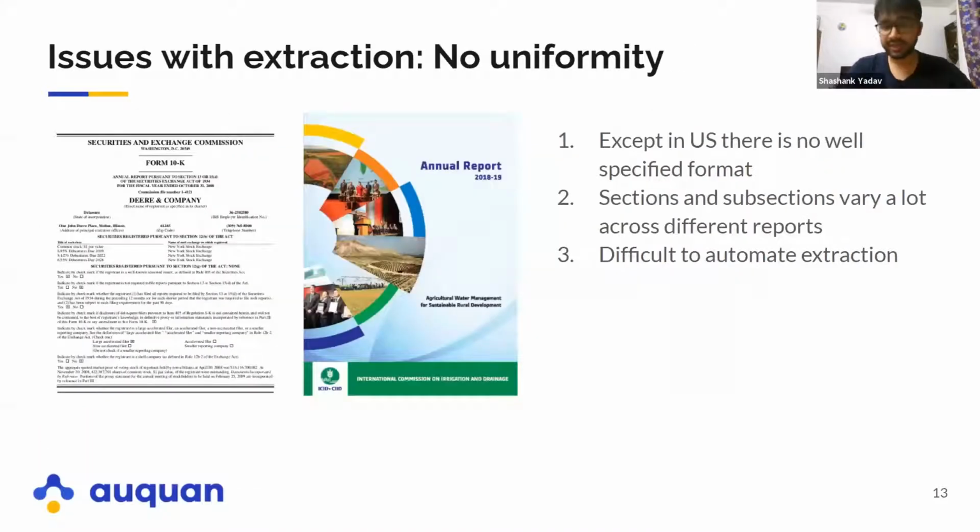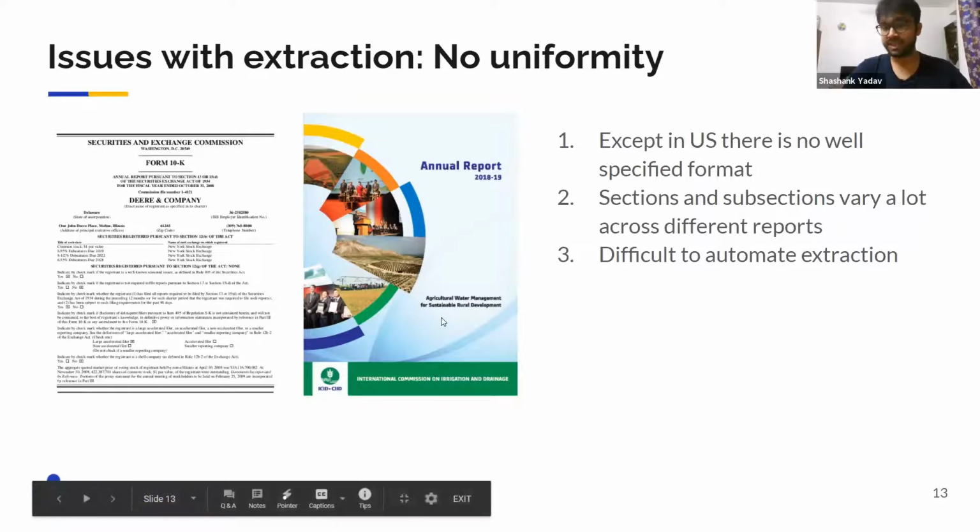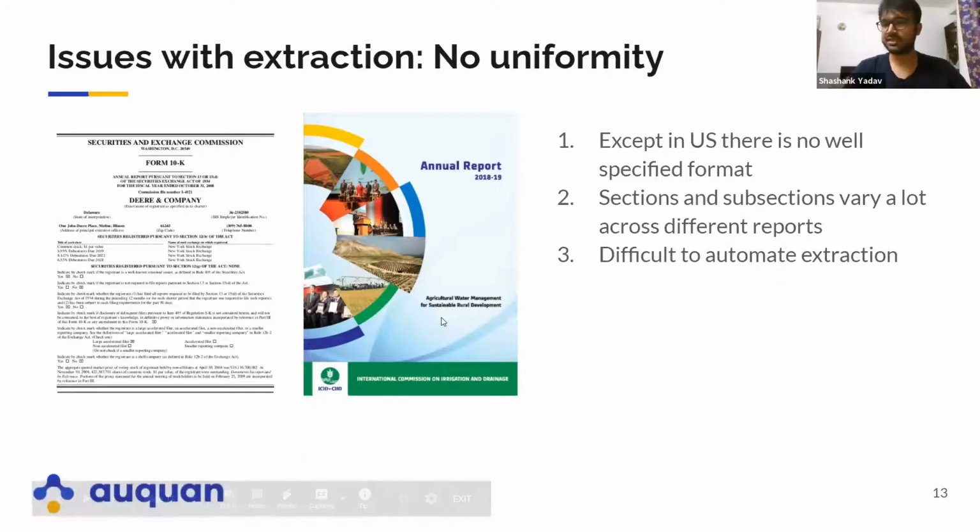Then, like I was saying before, there is no well-specified format. In the US, there is a format called 10-K where it is mentioned what all you have to write in your annual reports, and those sections should be there. But in Europe and any other place in the world, there is no such format. You can organize your annual report in any way, in any format. It's really difficult to compare annual reports of two different companies, or even compare annual reports of a company between two subsequent years. So yeah, that's a big problem.